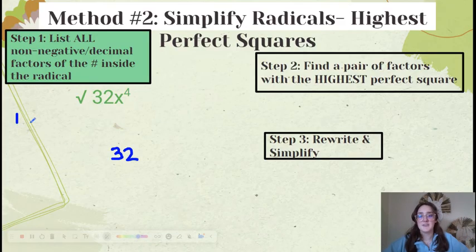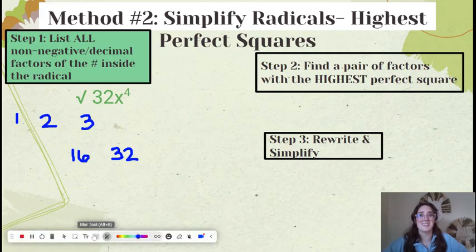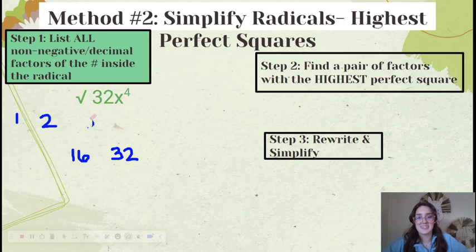All right, next number after 1 is 2. And 32 is divisible by 2. It should go in 16 times. All right, next number is 3. And we're thinking, is 32 divisible by 3? Nope. So we're erasing.